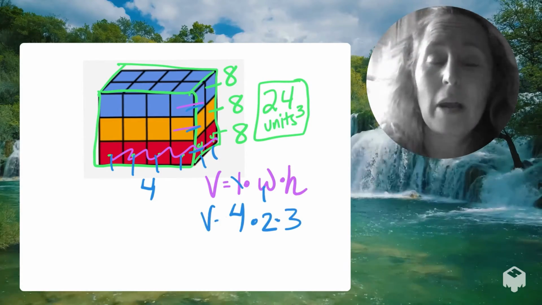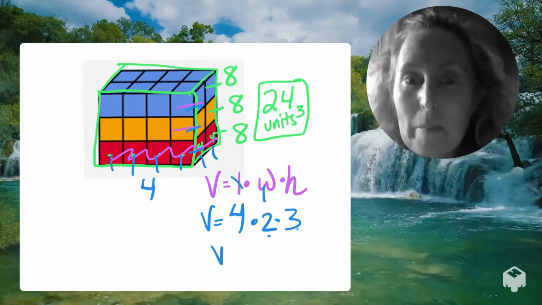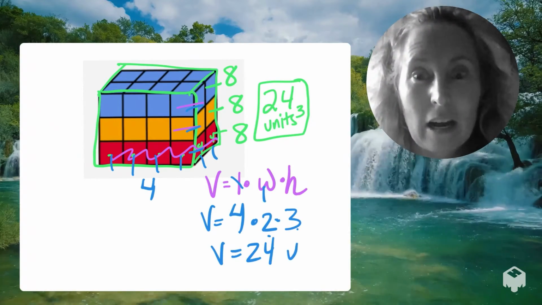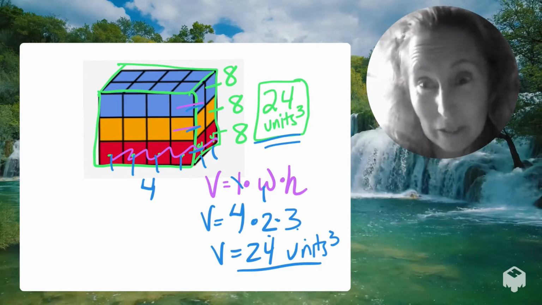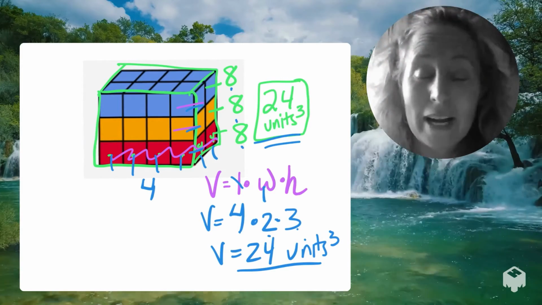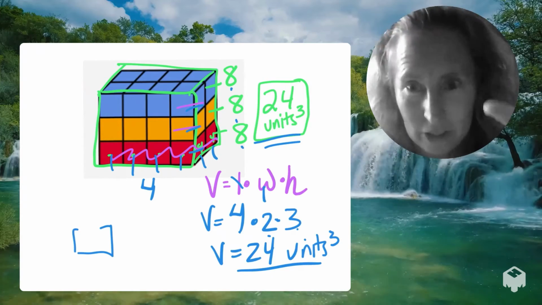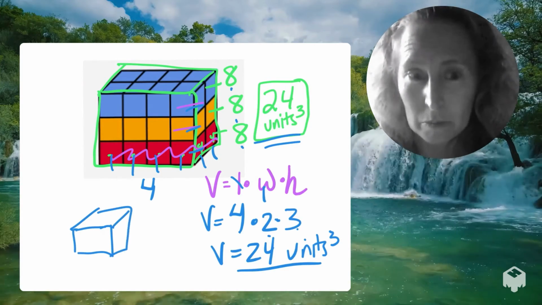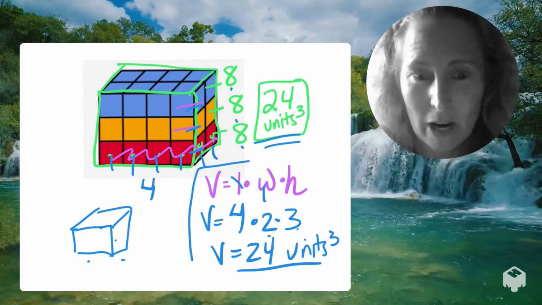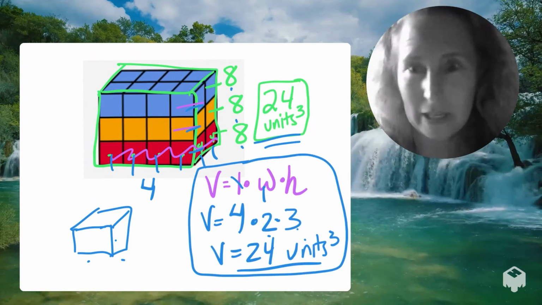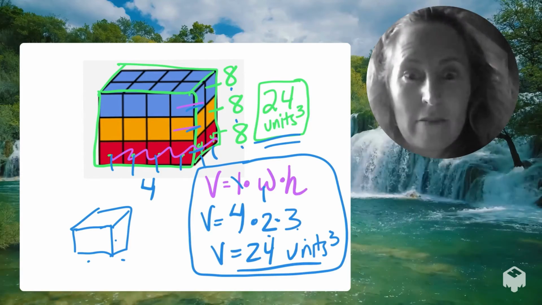And when I multiply all those together, lo and behold, I get the same number I got when I counted in layers. So you could do it either way if you've got the cubes shown, but for most of our week, we're not going to show you the cubes. We're just going to show you those measurements, and you're going to apply your formula and figure it out, and you're going to do great because you've been moving like champions through all this 5th grade stuff.